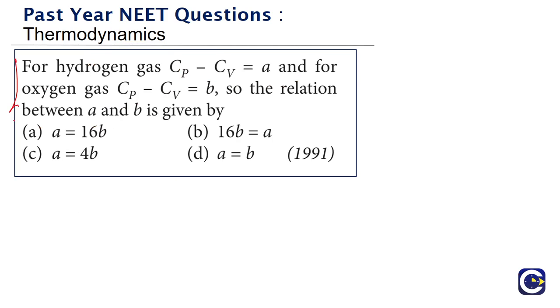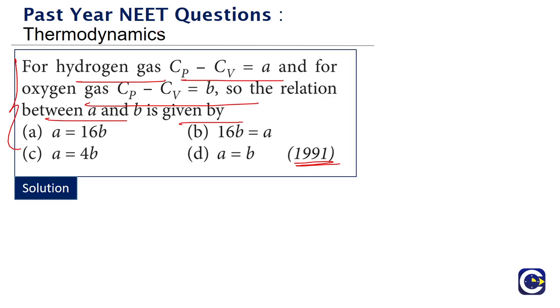Next we'll go to another question again based on the Cp-Cv relation. This has come in the year 1991. For hydrogen gas, Cp minus Cv is equal to A. And for oxygen gas, Cp minus Cv is equal to B. The relation between A and B. See here, they have not mentioned what is the Cp and what is the Cv. So we will go with the usual meaning. So these are the things that you need to be careful.